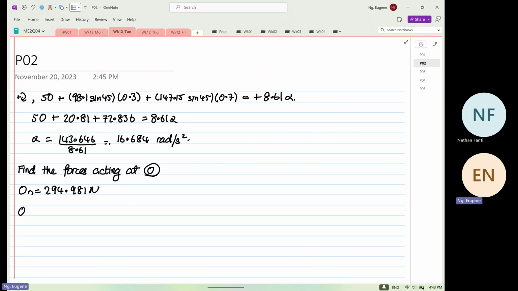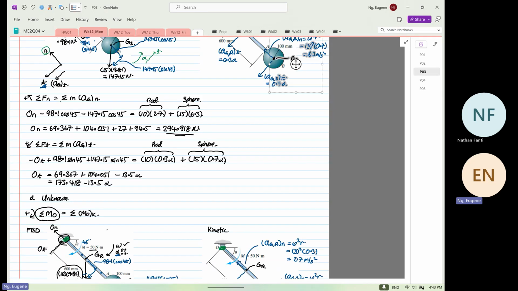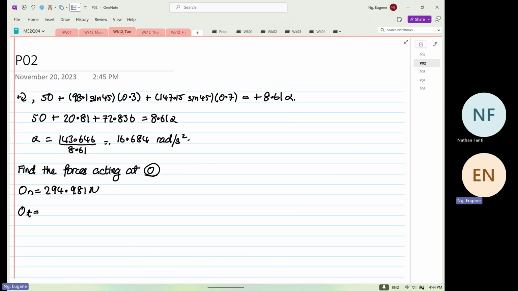And next, we need to find our OT. For our OT, we have an expression over here, which we derived by summation of forces in the tangential direction: 173.418 minus 13.5 alpha. We have determined alpha, so this is 16.684. 13.5 times 16.684. So 173.418 minus that, it's minus 51.816.